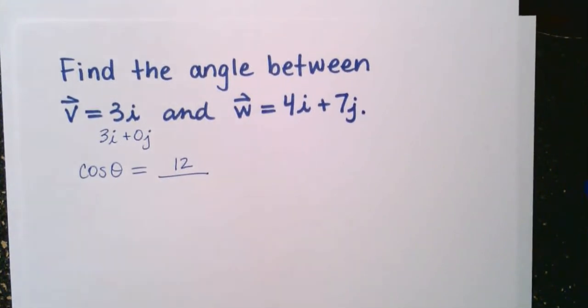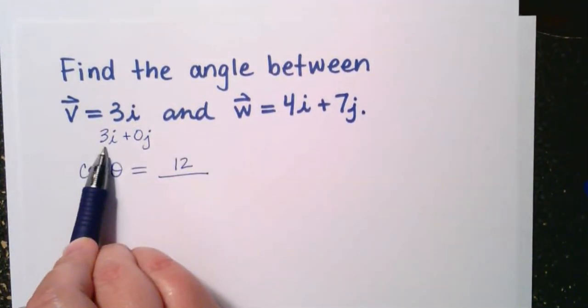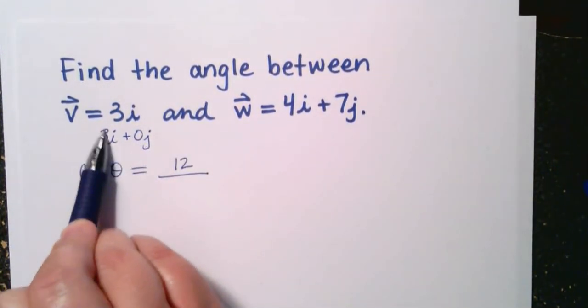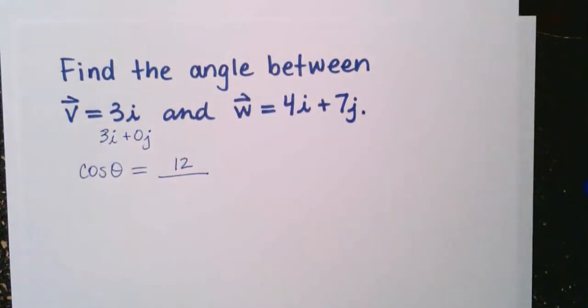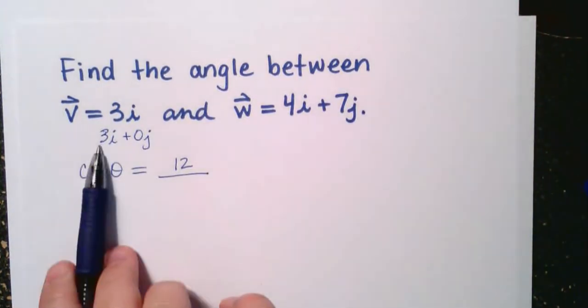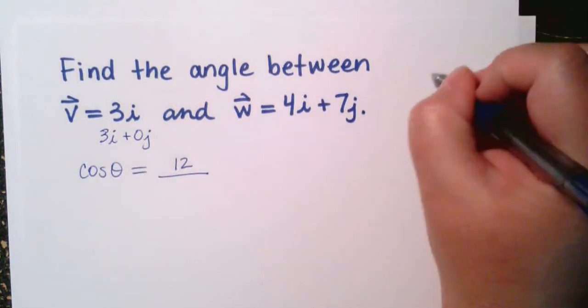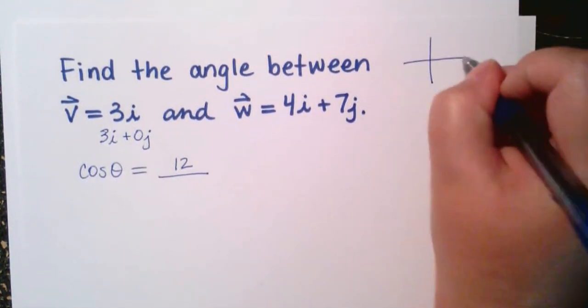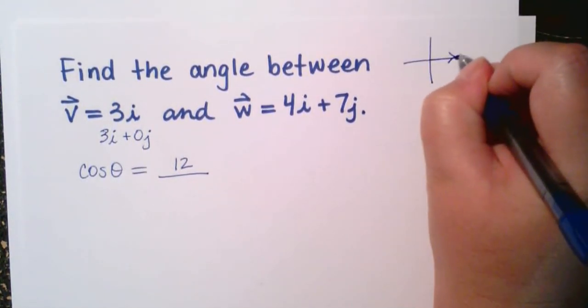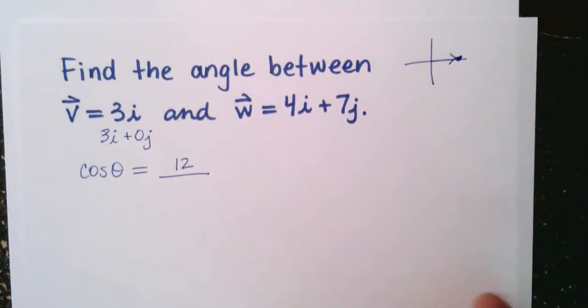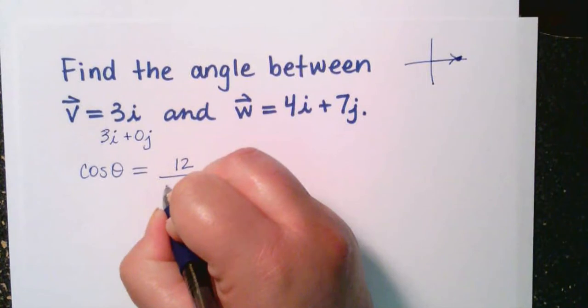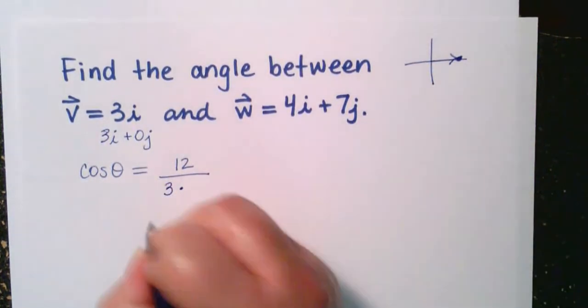In the denominator, if you only have i or you only have j, then your magnitude is just whichever one you have. Remember that if we graph our numbers with unit vectors i and j, then this is your horizontal component, this is your vertical component. So it's going 3 out horizontally and stopping. So the length is just 3. We just have one component. So the magnitude of V is 3.